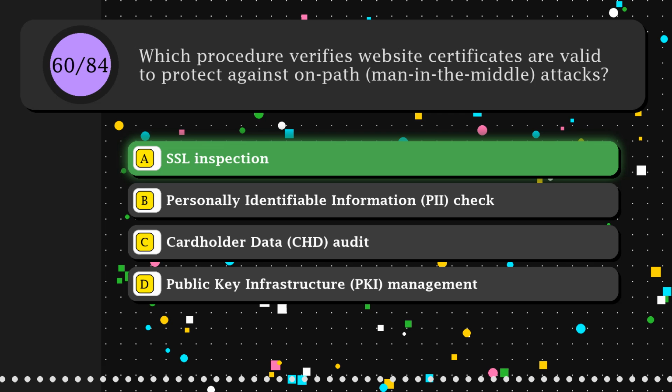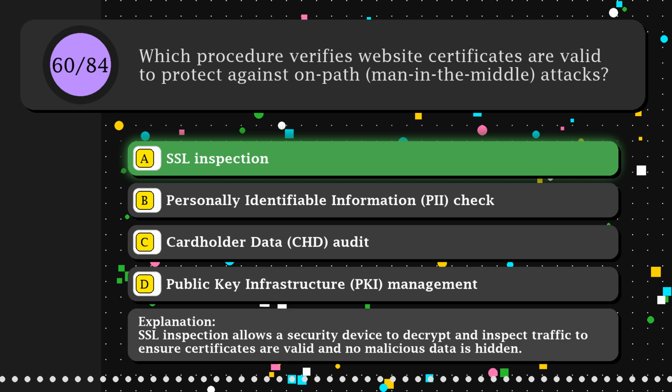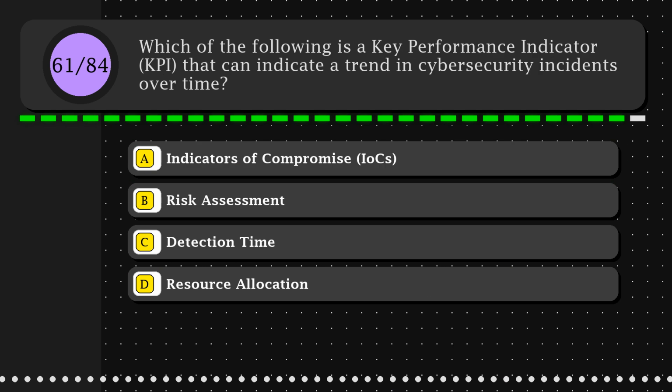The correct answer is option A. SSL inspection. SSL inspection allows a security device to decrypt and inspect traffic to ensure certificates are valid and no malicious data is hidden.